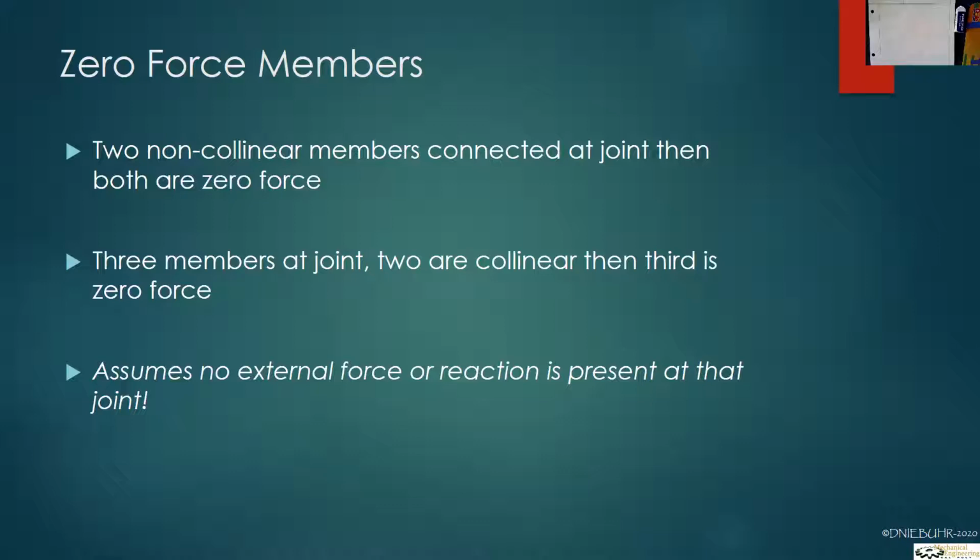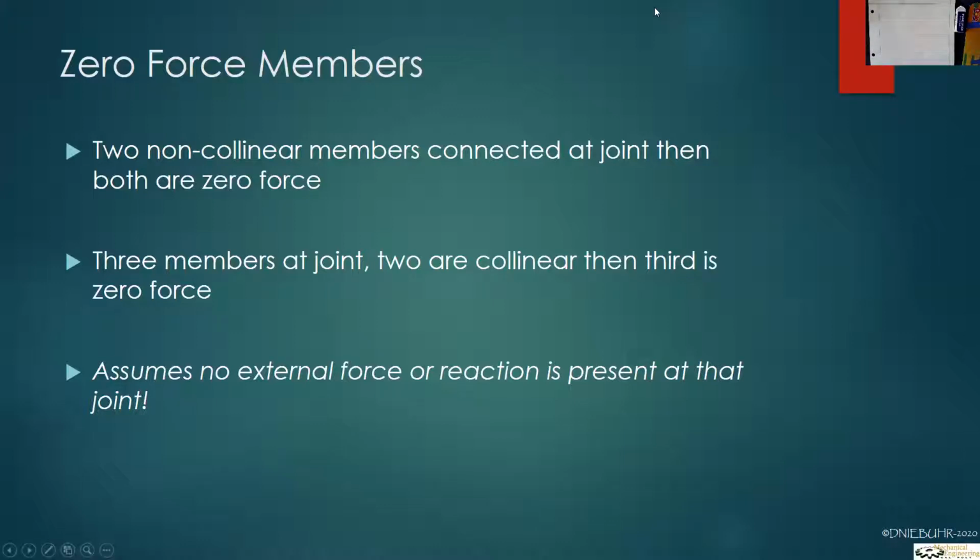This comes from the idea that if you have two meeting together in a straight line, they're going to be equal and opposite, and whatever that third one is can't be supported, and so therefore it's zero. Now, this only applies when you have no externally applied load at that joint and you don't have a reaction or a support. So this is generally within the frame of the truss.